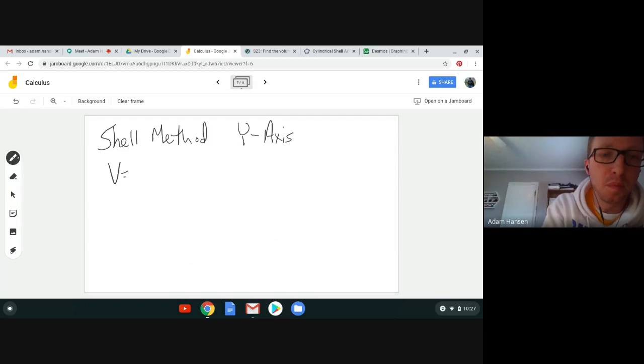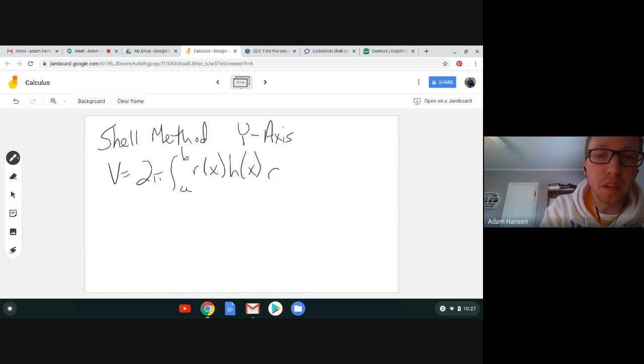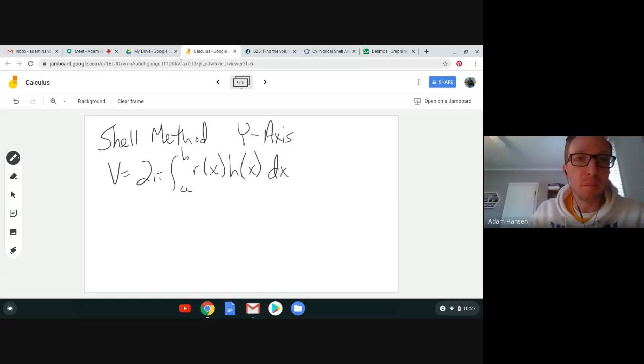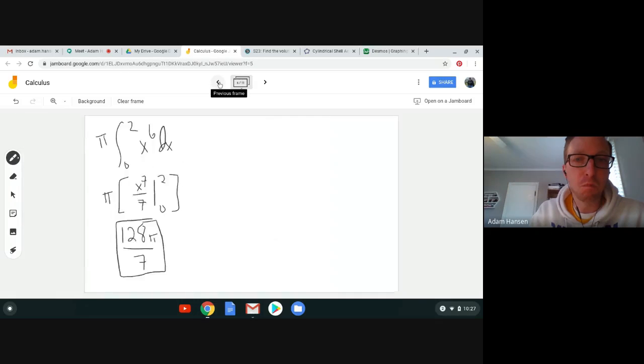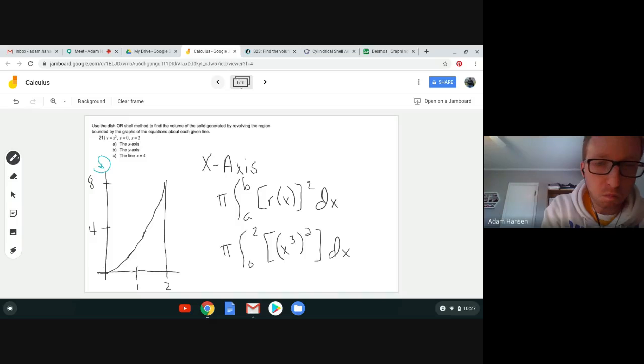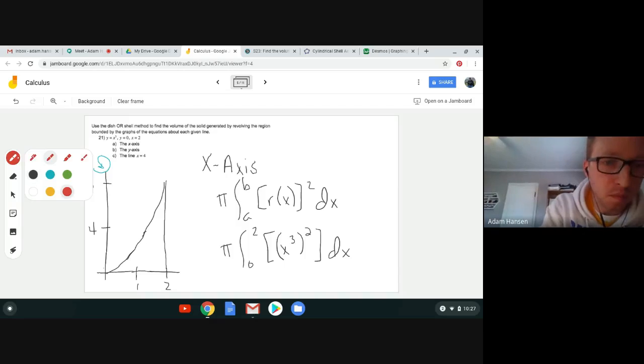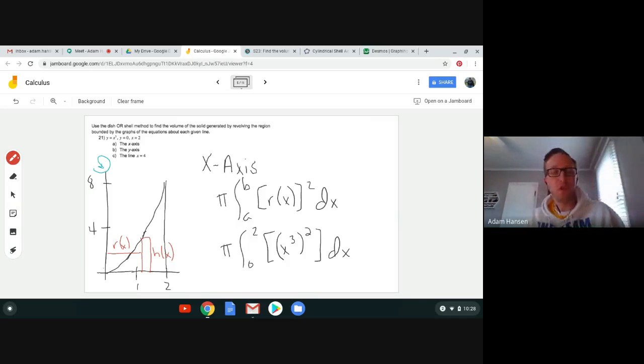So the volume is 2 pi times the definite integral from a to b of r of x times h of x dx. Let me redraw the same rectangle again. I need the radius and height. What would each of those two equations be?